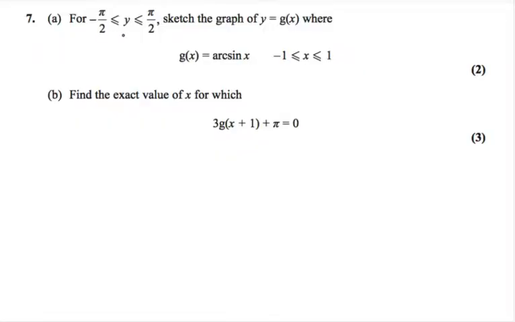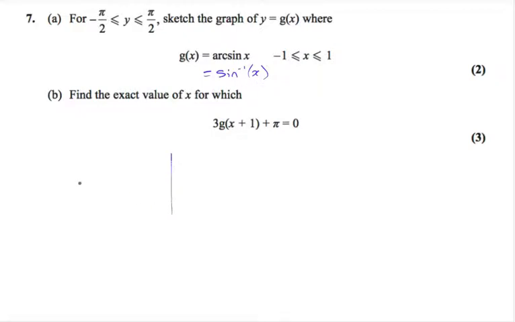Question 7. Part A says, for y between minus pi over 2 and pi over 2, sketch the graph of y equals g of x, where g of x is equal to arcsine of x. x is between 1 and minus 1. Arcsine can be written as sin to the minus 1 of x, and you need to know that this is the inverse of sine x.